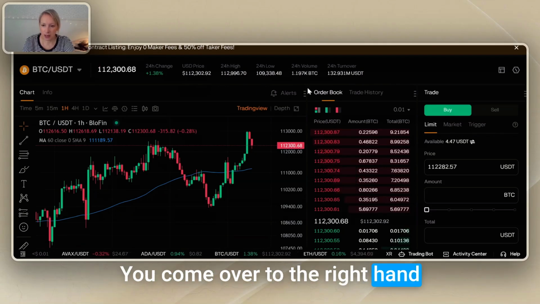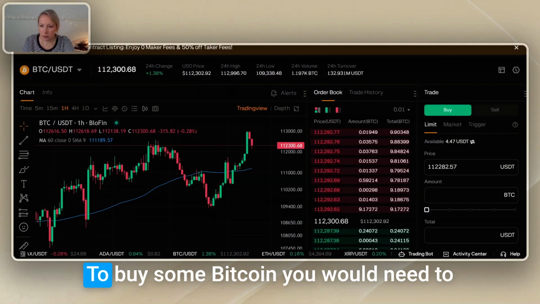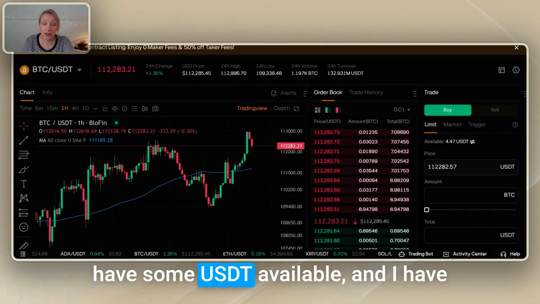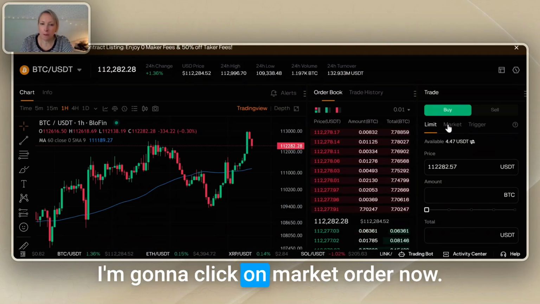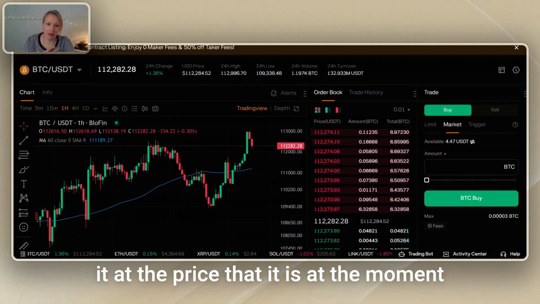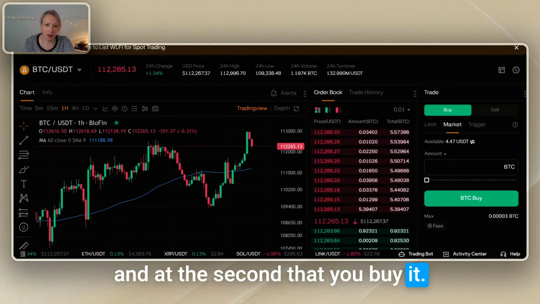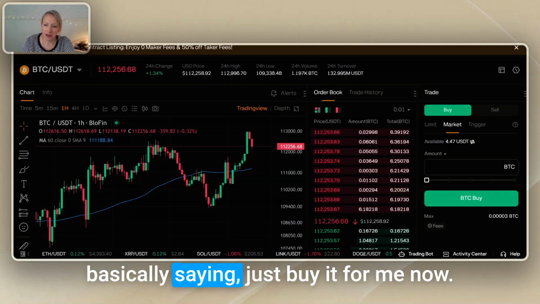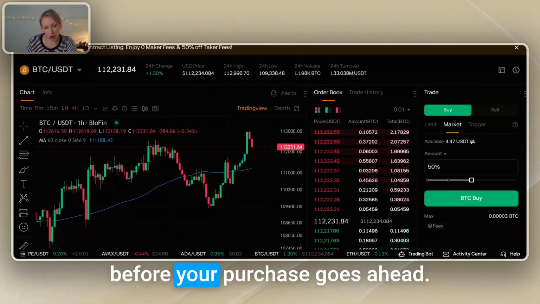You come over to the right-hand side here and you can see buy. To buy some Bitcoin, you would need to have some USDT available. And I have a grand total of 4 USDT available. So I'm going to click on market order. Now, market order just means you're buying it at the price that it is at the moment and at the second that you buy it. When you press market, you're basically saying, just buy it for me now. You're not waiting for a certain price before your purchase goes ahead.